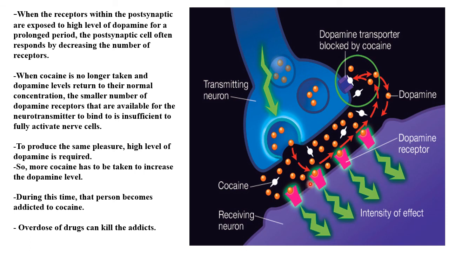So to produce the same pleasure, a high level of dopamine is required. When they need high dopamine, it means that they will also need a high level of cocaine. This will cause addiction to cocaine, and overdose can cause suicide.